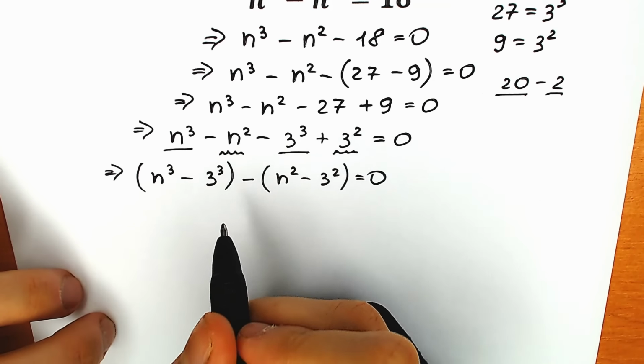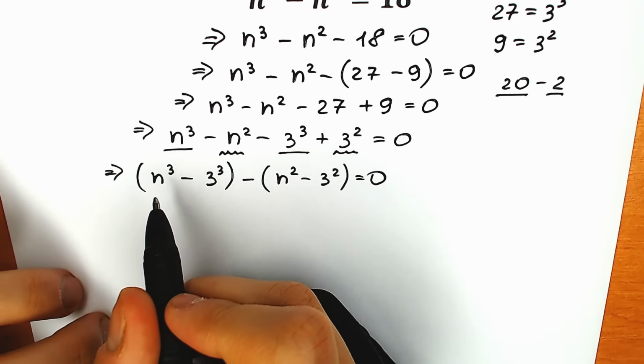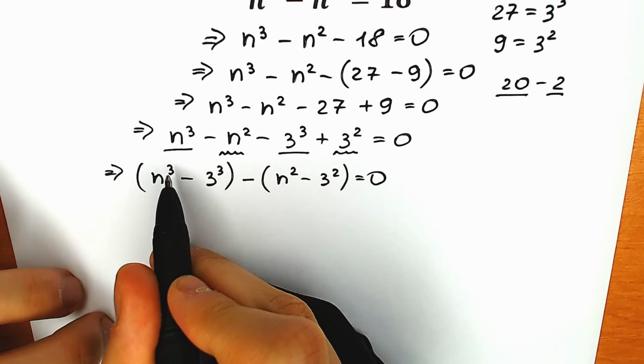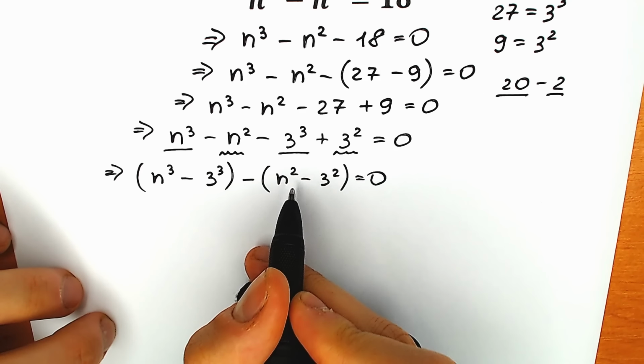What are we going to do next? Right here, we just need to look at this question from a different angle, because we have two parentheses. What do we have right here? We have a difference of cubes. What do we have right here? We have a difference of squares.